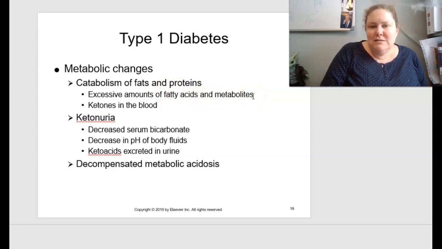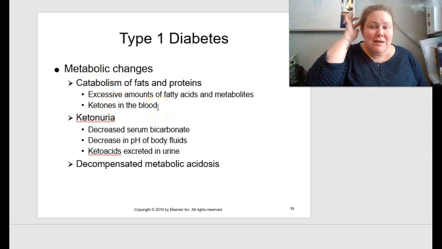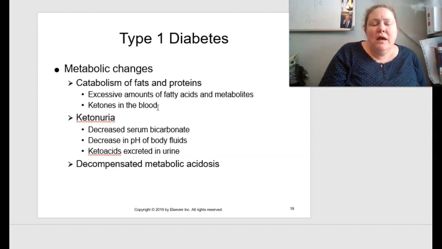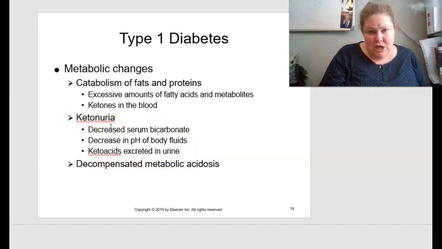And this can cause the production of ketones in the blood. Okay, and so this is why you can pee on that stick and you can check for your ketone levels. And this can go on to cause ketonuria. And this is where we would have decreased levels of serum bicarbonate, a decrease in pH of the body fluids, or keto acids that are going to be excreted in the urine. So again, diagnostically, you can check for those ketones in your urine, right? And just see what's going on.